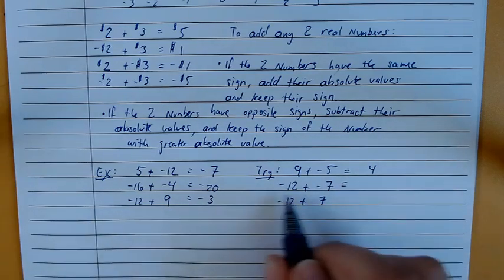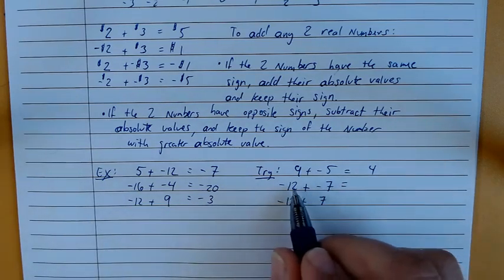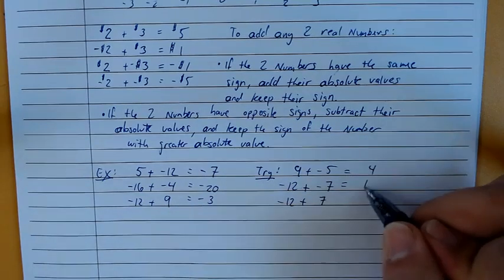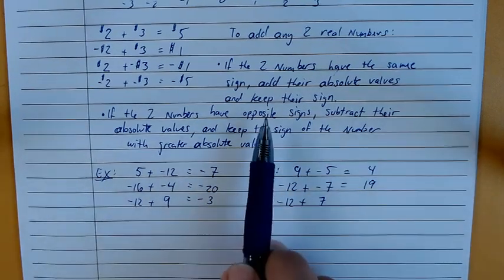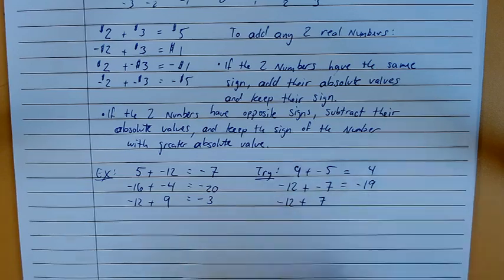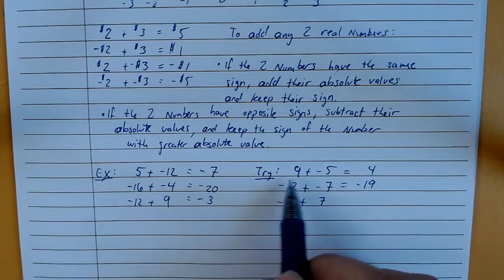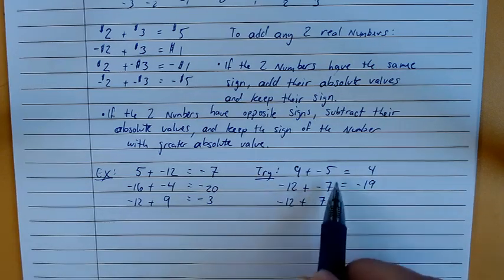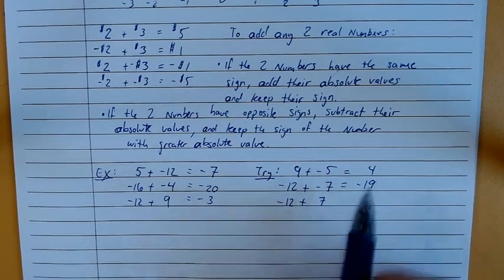Okay. These have the same sign. So we're going to add their values. 12 plus 7 makes 19. And since they're both negative, we're going to keep that sign as a negative. Think about it as money. You owe $12, and then you owe another $7. Total, you owe $19.